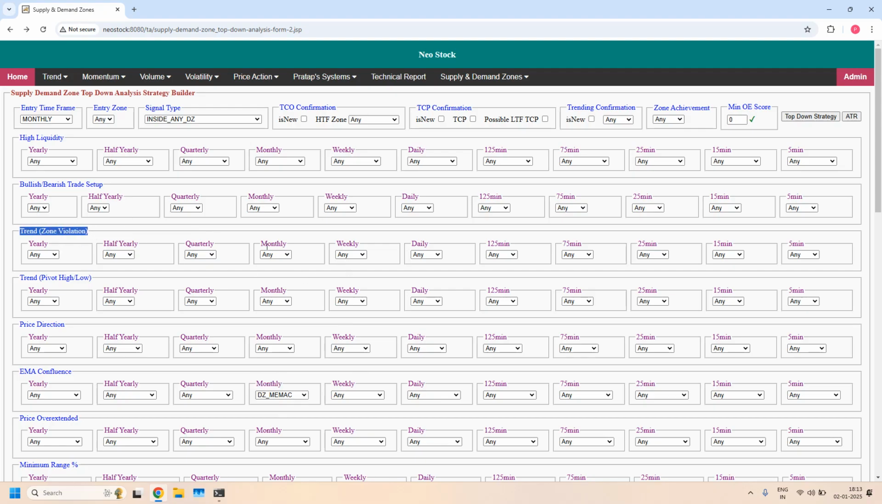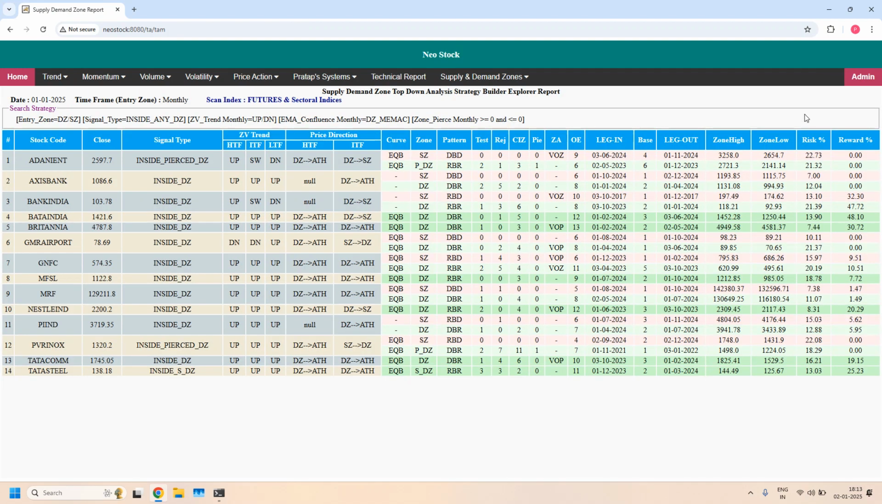So in the trend at monthly time frame, I am selecting only up or down, that is trending market, but not a sideways market. Let's filter. Now 14 stocks are filtered. These 14 monthly demand zones are having monthly EMA Confluence.